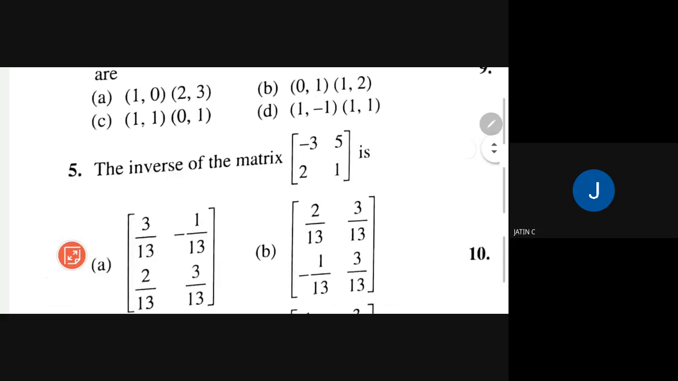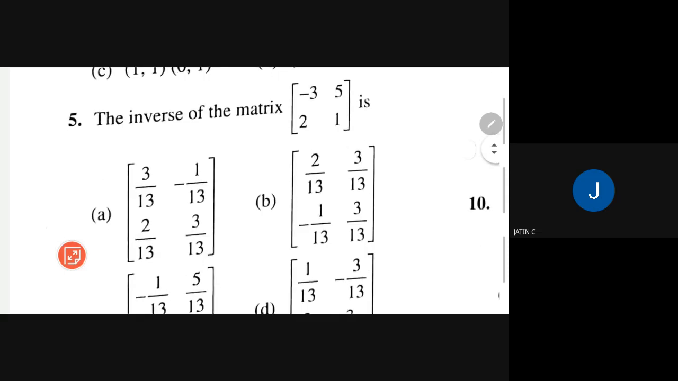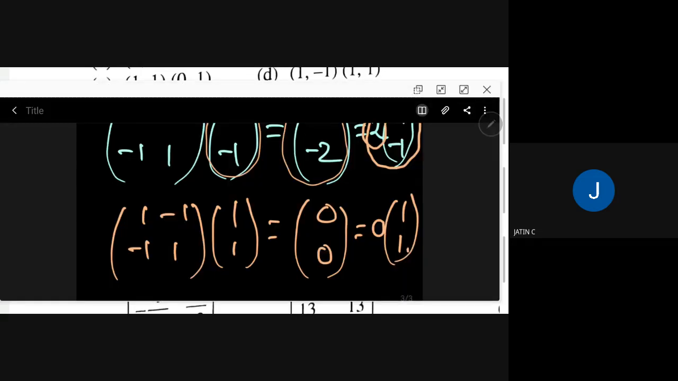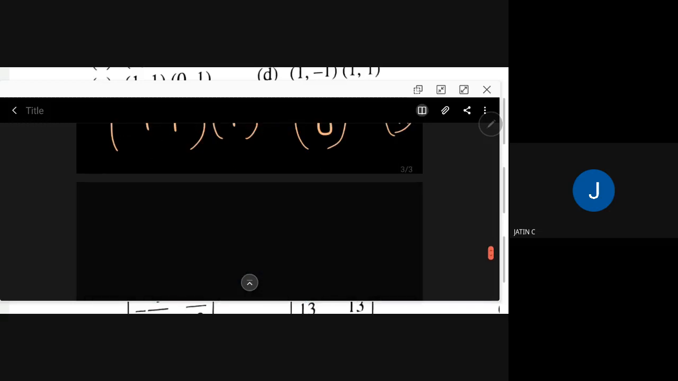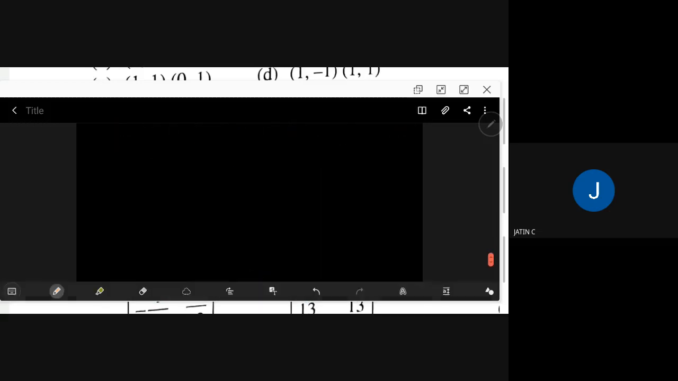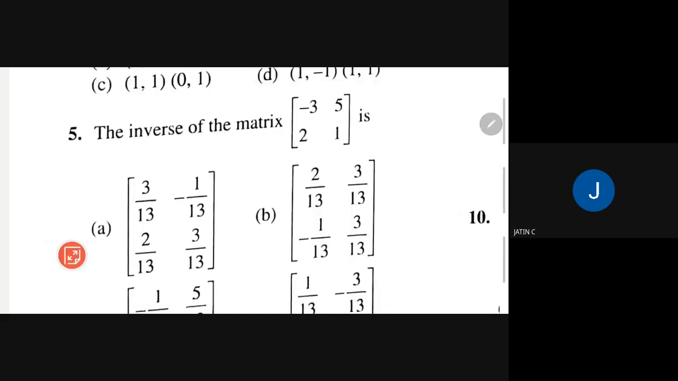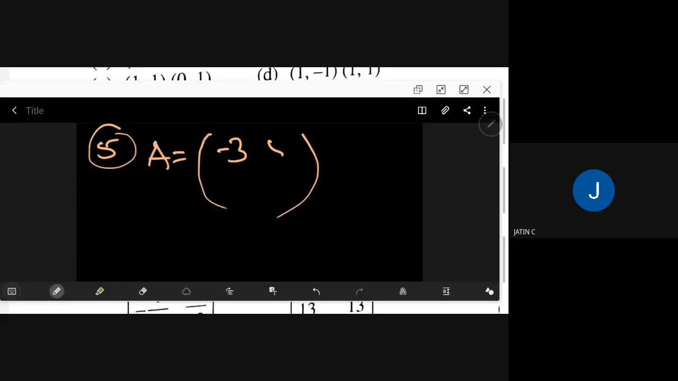Right. Next, we are talking about the inverse. For example, here we have the formula. This is the fourth problem I think we have done, yeah, the fifth problem I will go for. In the fifth problem, what is A here? Someone can start working. A is minus 3, 5, 2, 1.